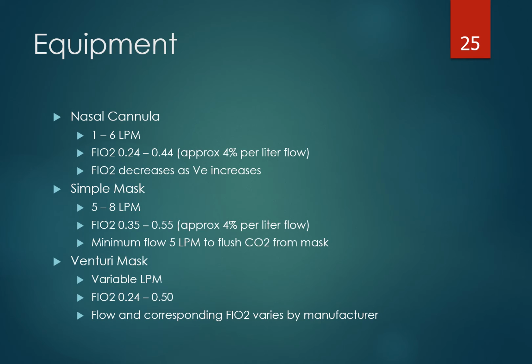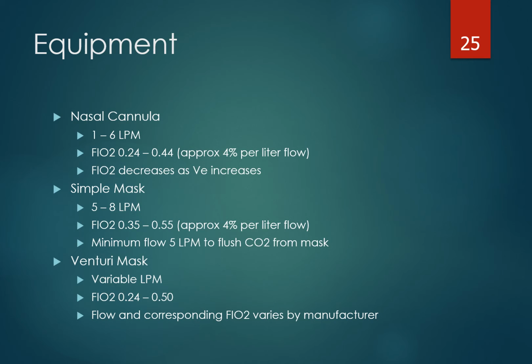You need a minimum of 5 liters per minute flow to blow out the CO2 in the mask, because when the patient exhales, the CO2 stays in that mask area a little bit. It doesn't get all fully exhaled, and the patient can rebreathe that CO2. So to flush it out, you really need to have a minimum flow of 5 liters per minute.